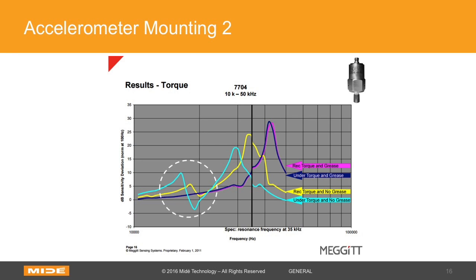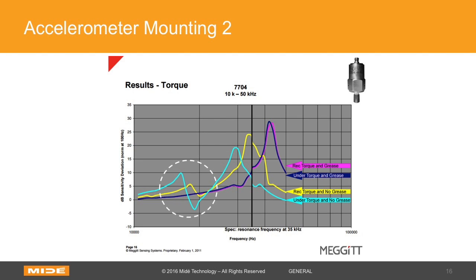So those two lines of blue and yellow represent if you have a sensor, if you didn't use any grease, you have these ripples and a much lower natural frequency than if you did actually use grease, or we actually use petroleum jelly sometimes, but some type of grease. And then the blue line is if you under torque it and have no grease, you have this even more significant shift to the left and a ripple. And that's something that's really important.